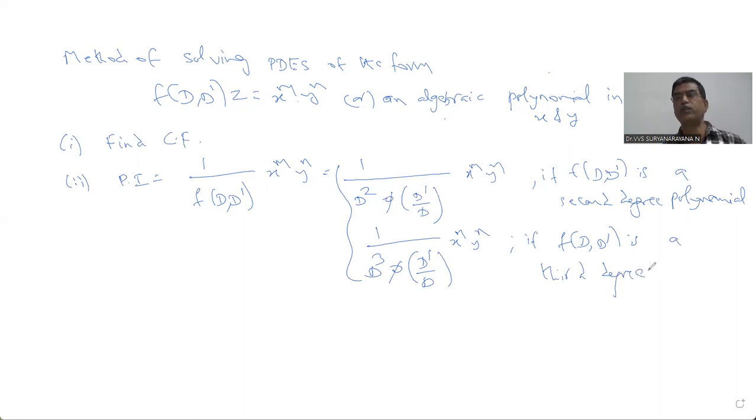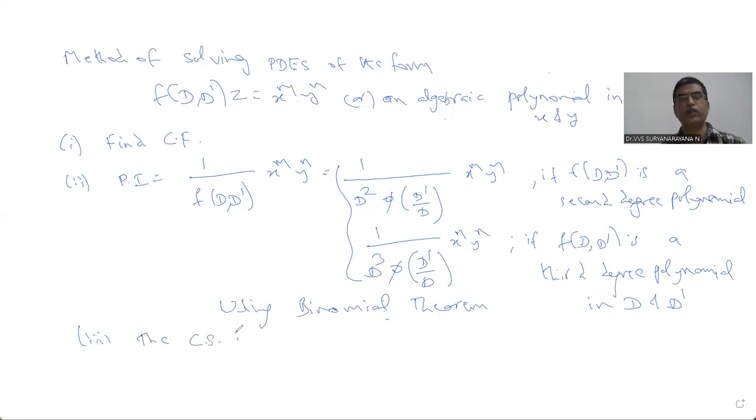So depending on the maximum power of D, if the maximum power of D is D square, then we'll take D square as common. If the maximum power is D cube, we'll take D cube as common, and so on. And then we'll apply the binomial theorem to simplify. Only by doing one problem can we understand this procedure, so I'm not wasting much time explaining it here, just writing the steps. While doing the problem, you can understand the actual process. And the last step is, as usual, the complete solution is z equal to CF plus PI.